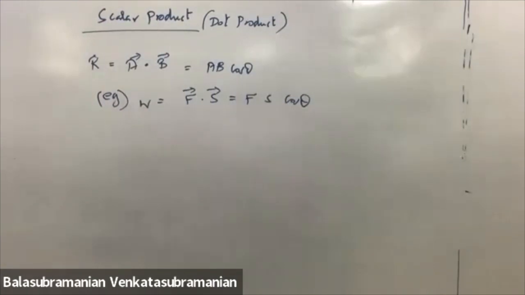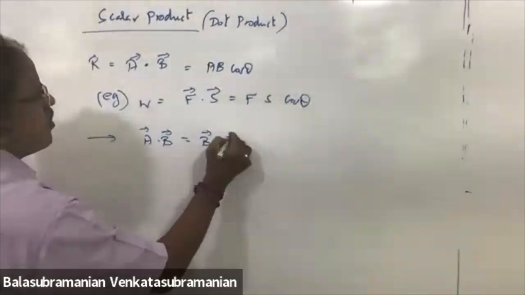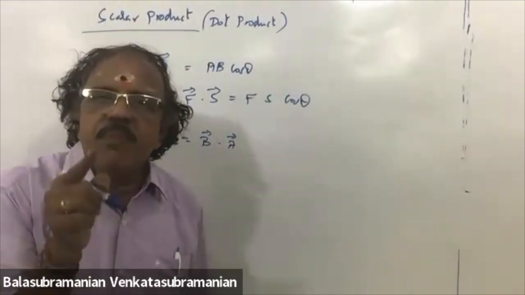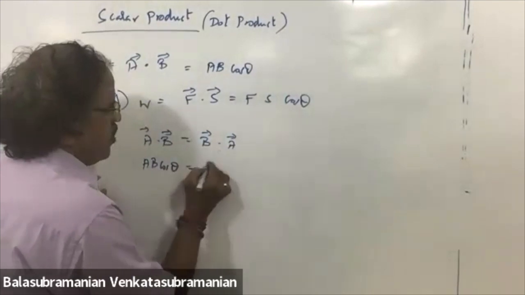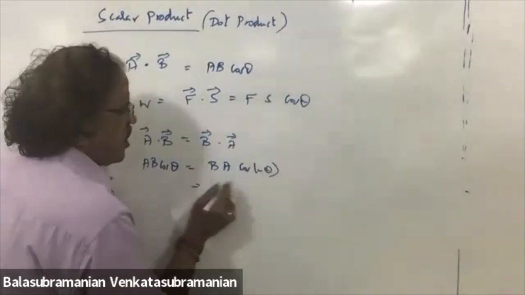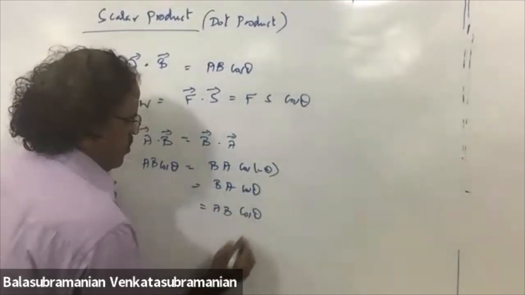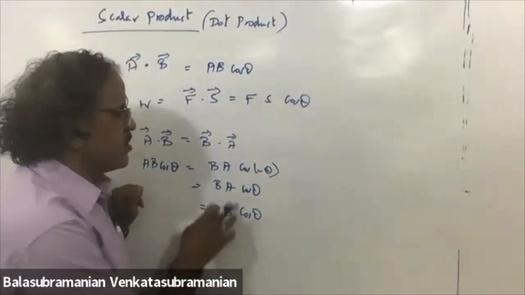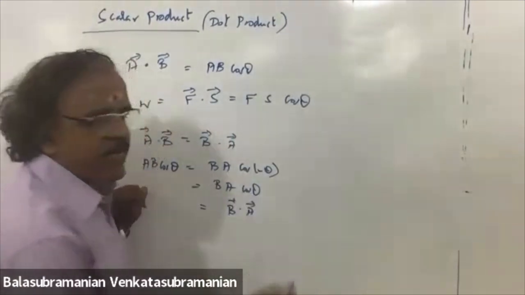Now we are going to see the properties of the scalar product. A dot B is equal to B dot A. A dot B means AB cos theta. B dot A means BA cos of minus theta. Cos of minus theta is cos theta only. So I can write A dot B is equal to B dot A. The AB product is same. So I can write B dot A. Commutative.